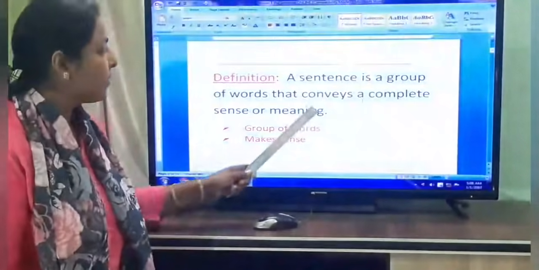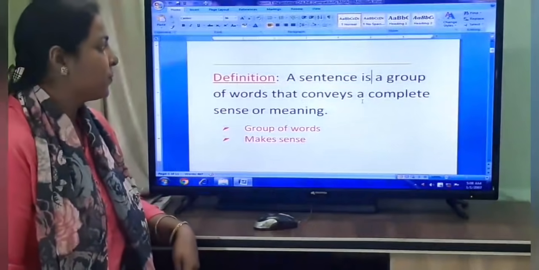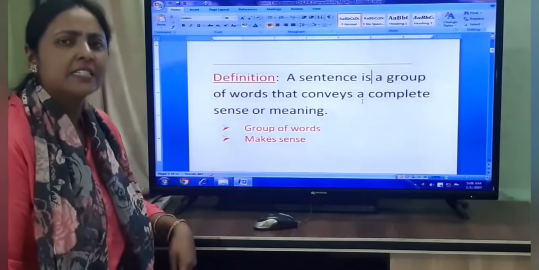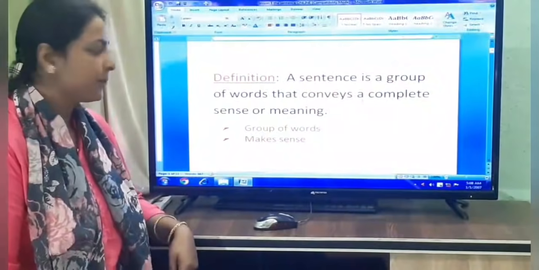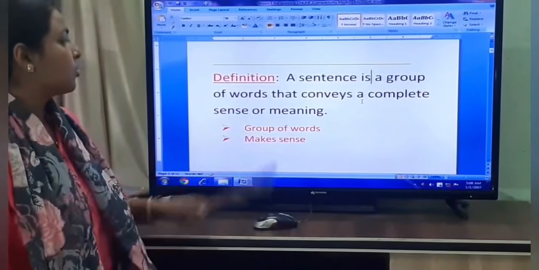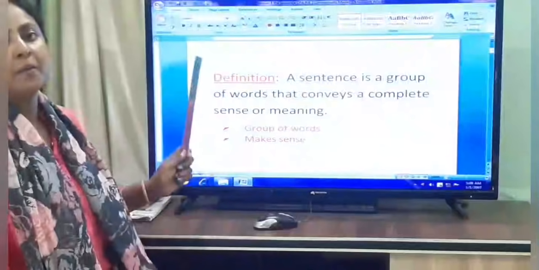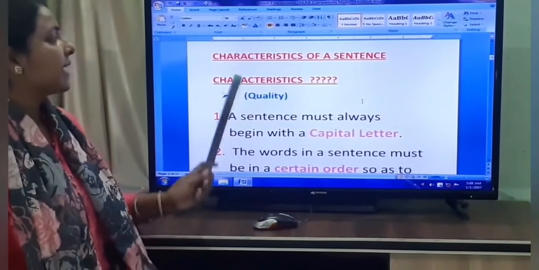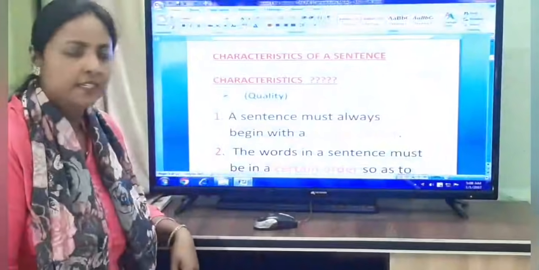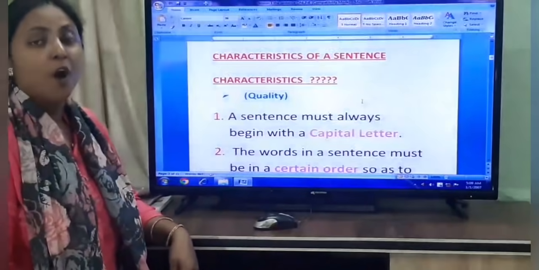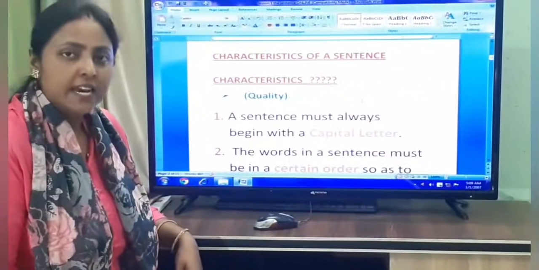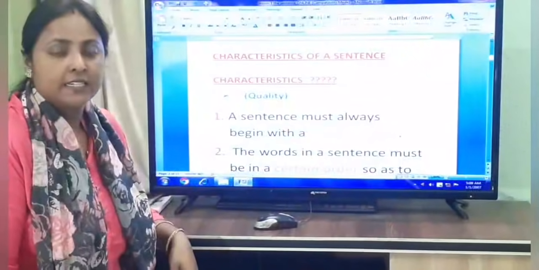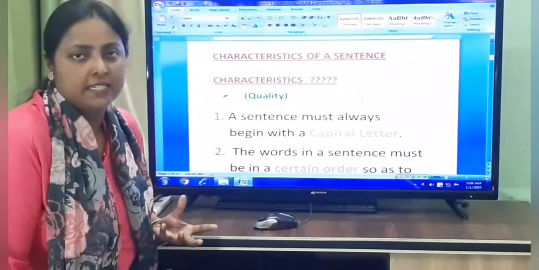What do you mean by conveys? Tells you. A sentence is a group of words that tells you a complete sense or meaning. It tells you about a group of words and makes sense. There are the characteristics of a sentence. Now you ask me, what is the characteristic? Characteristics are the qualities of a sentence.